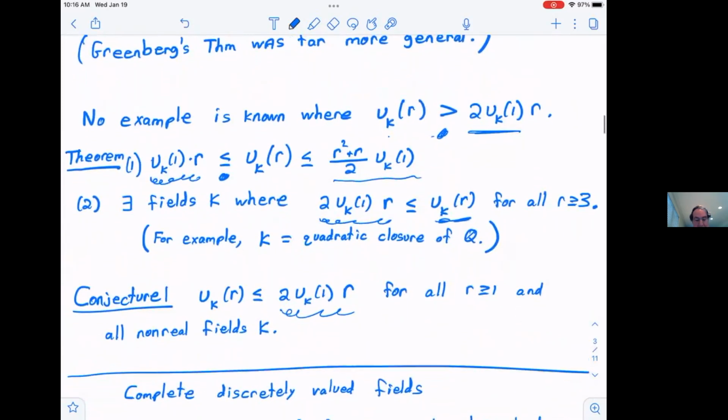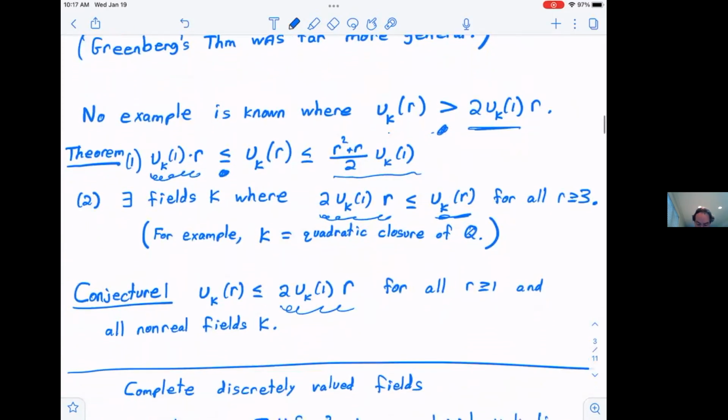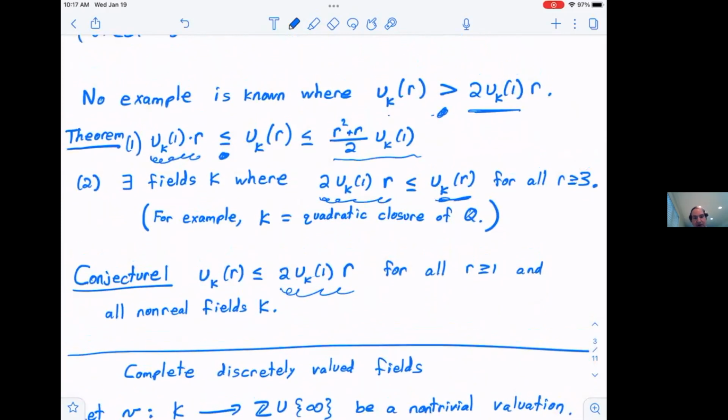Okay, so for general fields, this is sort of the situation. The basic facts that are known. I want to now jump to complete discretely valued fields. I'm going to briefly give some definitions. Before I do, I'll just say, why am I jumping to this?